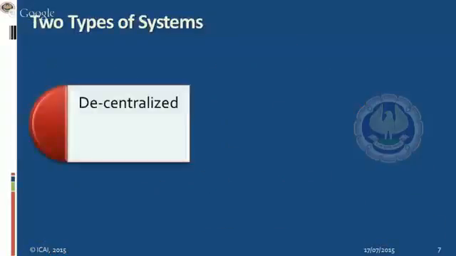To understand business systems, we need to understand two types of systems. One is a decentralized business system and the other is a centralized business system. Let us try to understand both the systems one by one.